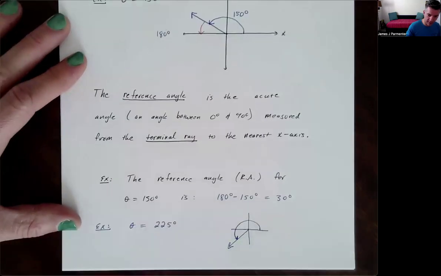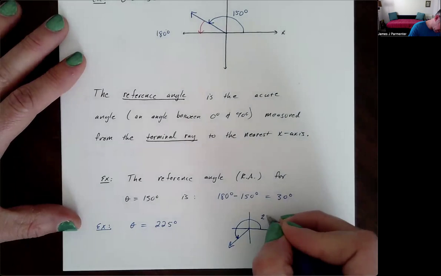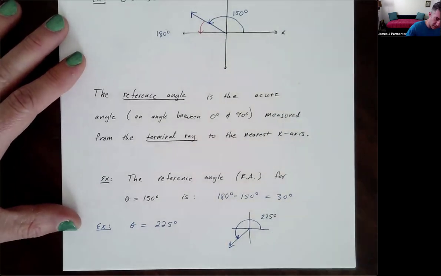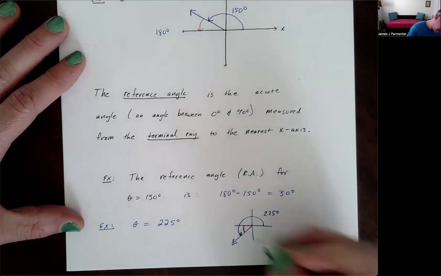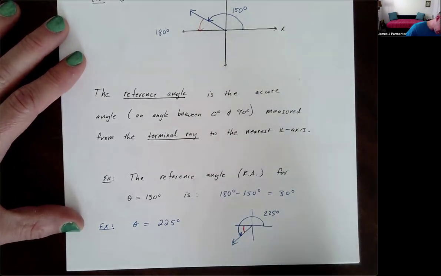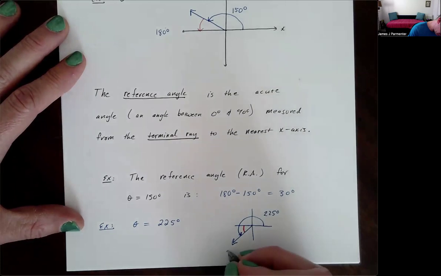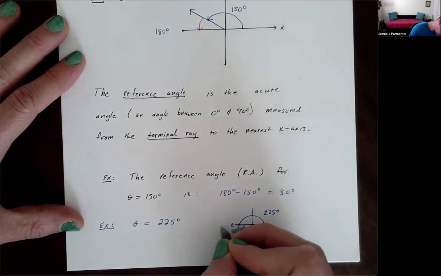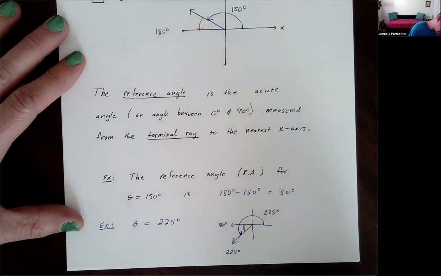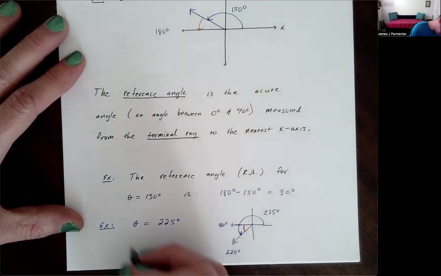Oops, sorry, you can't quite see that. There's my 225-degree angle. And then the reference angle, I'm still measuring back to the x-axis here. There's my reference angle, and it's going to be the difference between my actual angle, 225 degrees, and the angle measure of the x-axis, which in this case is 180 degrees. So here my reference angle.